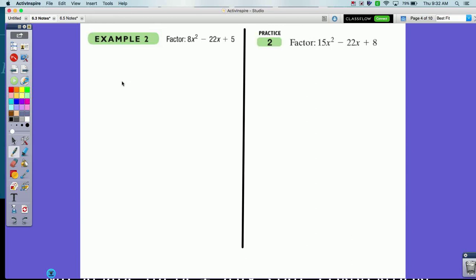Again, starting out the same way, parentheses versus parentheses. This time I need to get an 8x in the front. So that's either 1 times 8 or 2 times 4. I'm going to try the 2 and the 4. I could be wrong, but oh well, I'll just figure it out. But the 5, well, that's just going to be 1 and 5.